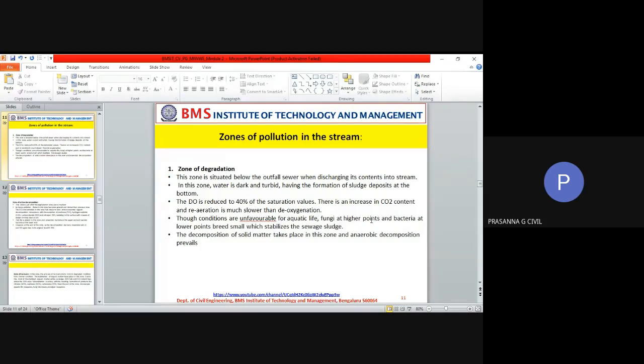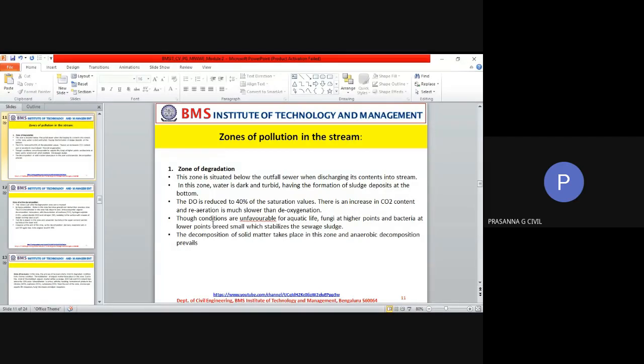There is an increase in the carbon dioxide content, and reaeration and deoxygenation will come back later, but definitely you can understand from the terms removal of oxygen and getting back the oxygen. Reaeration is getting back, deoxygenation is removing the oxygen.